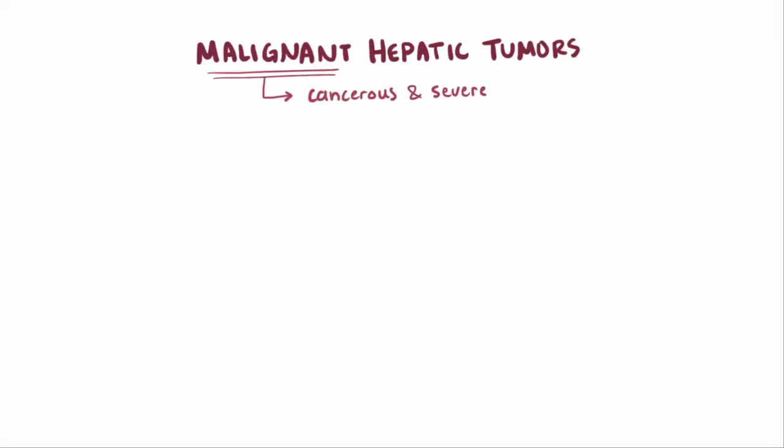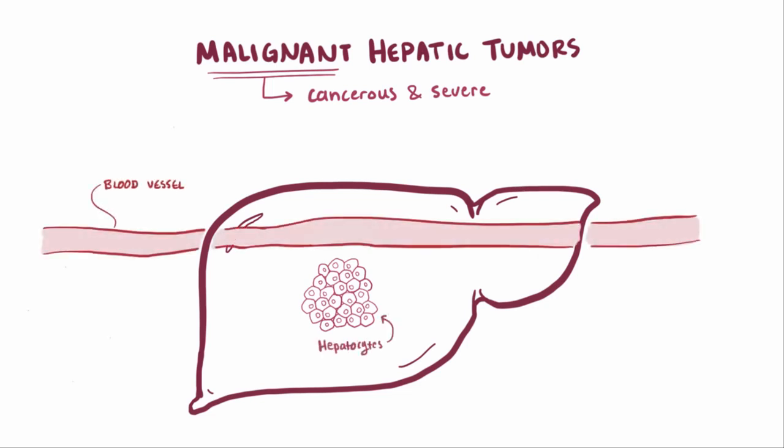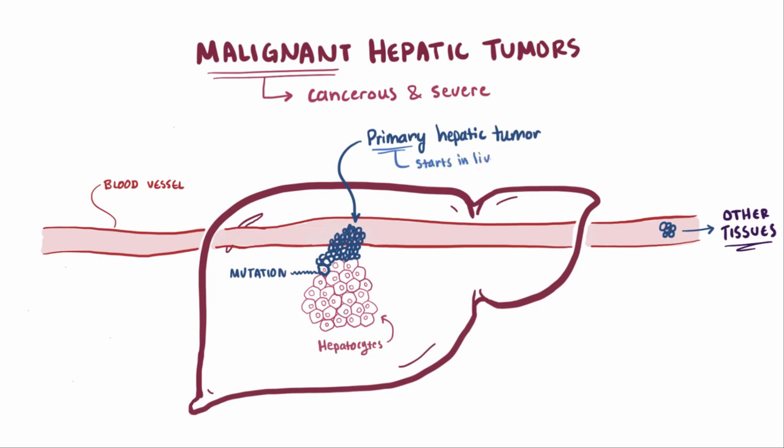As opposed to benign hepatic tumors, malignant hepatic tumors are cancerous, very severe, and are now the third leading cause of cancer deaths worldwide. With these malignant liver cells, or hepatocytes, just like malignant cells in other cancers, they develop some mutation that causes them to replicate at way higher rates, and form these masses of cells that continue to grow and potentially spread to other tissues. Now, this would be a primary hepatic tumor since it starts in the liver.